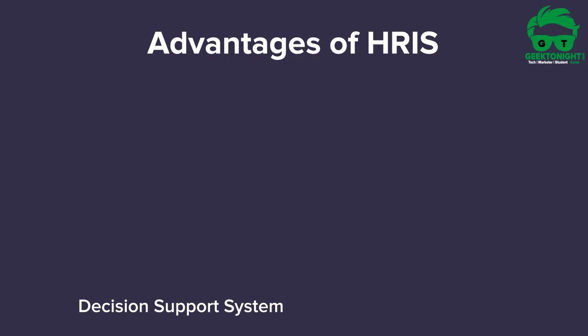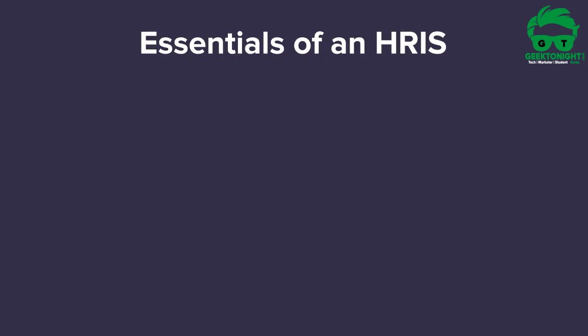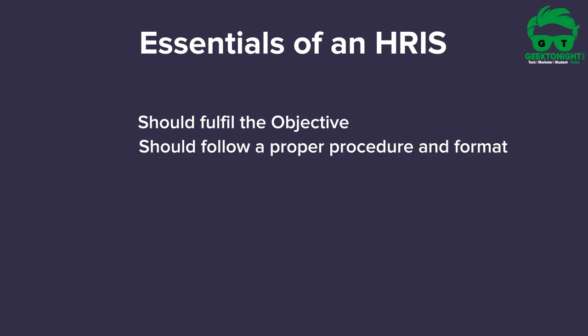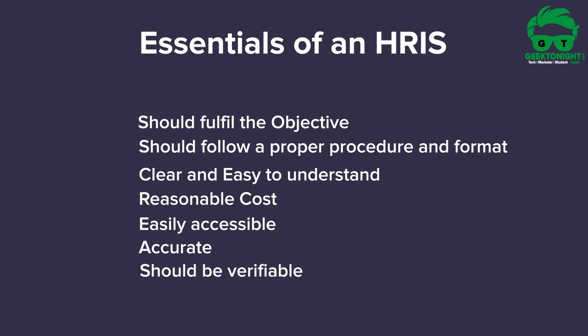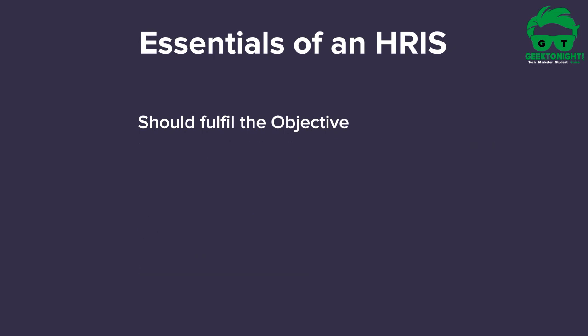After advantages of HRIS, here comes essentials of an HRIS. HRIS essentials are as follows: should fulfill the objective, should follow a proper procedure and format, should be clear and easy to understand, reasonable cost, it has to be easily accessible, it has to be accurate, and the last one should be verifiable. The very first one is it should fulfill the objective.